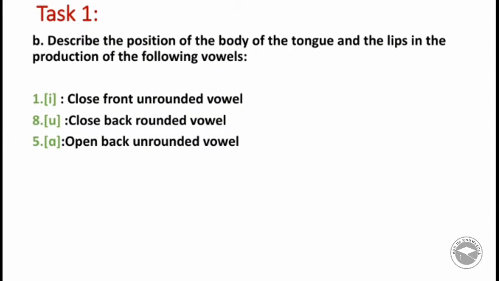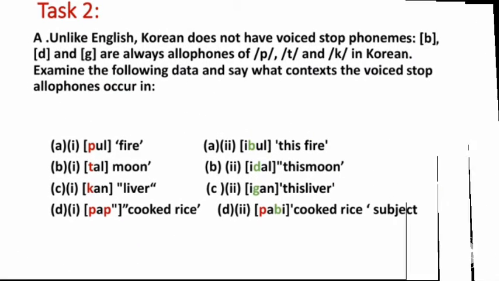Question B. Describe the position of the body of the tongue and the lips in the production of the following vowels. Number 1. Close front and rounded vowel. Number 8. Close back, rounded vowel. And number 5. Open back and rounded vowel. Task 2.